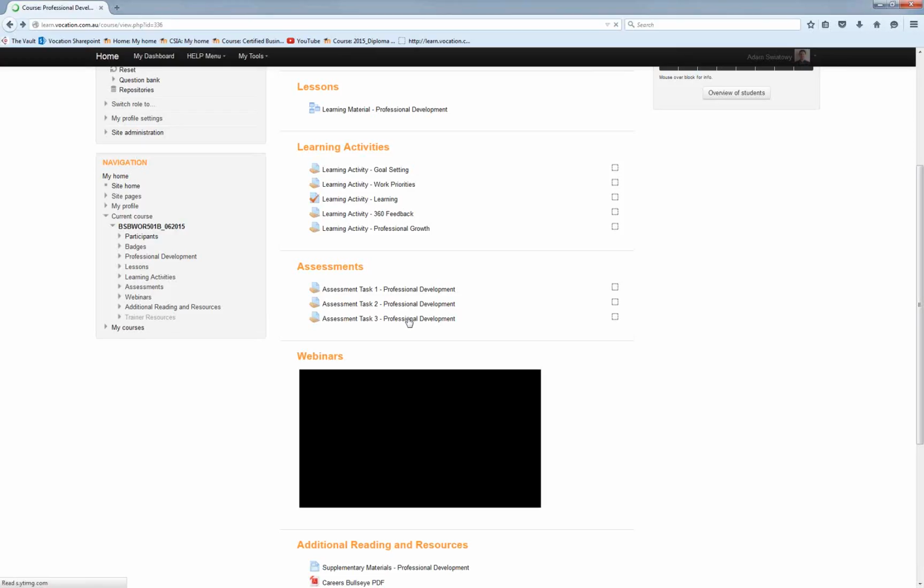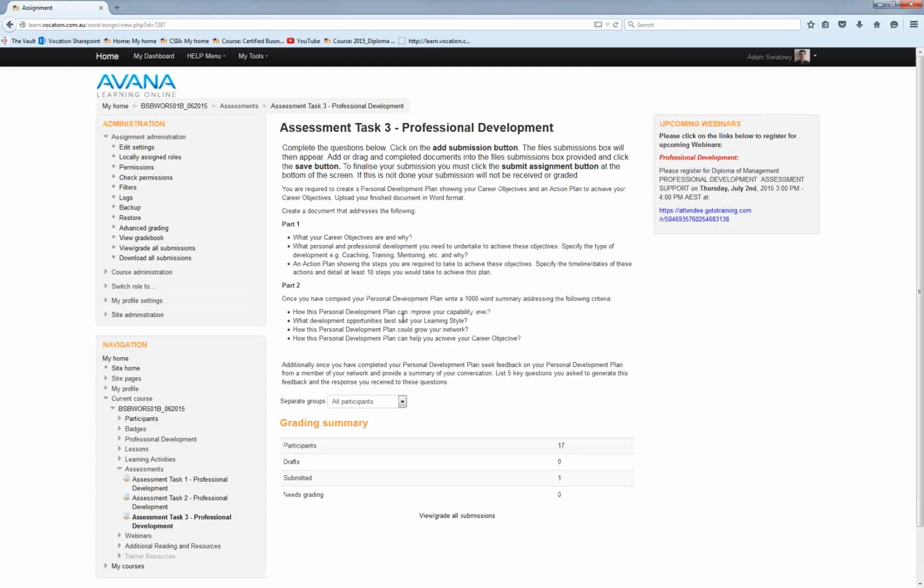Let's have a look at the last one, assessment task number 3. I'll just read it from the screen. You are required to create a personal development plan showing your career objectives and an action plan to achieve your career objectives. Upload your finished document in a Word format. So again, we've got 2 parts. We love our 2 parts. Part 1, 3 questions. I'll go through each of these questions.